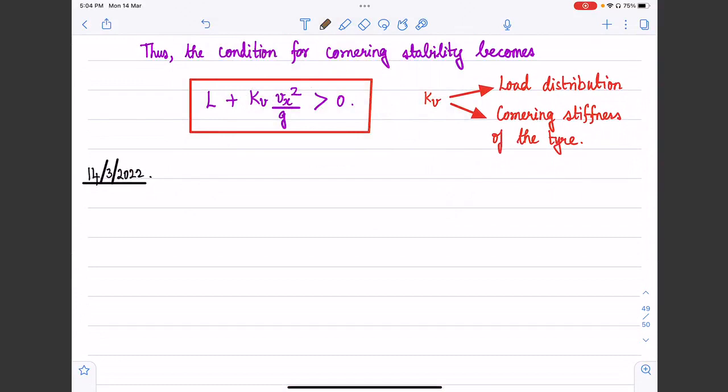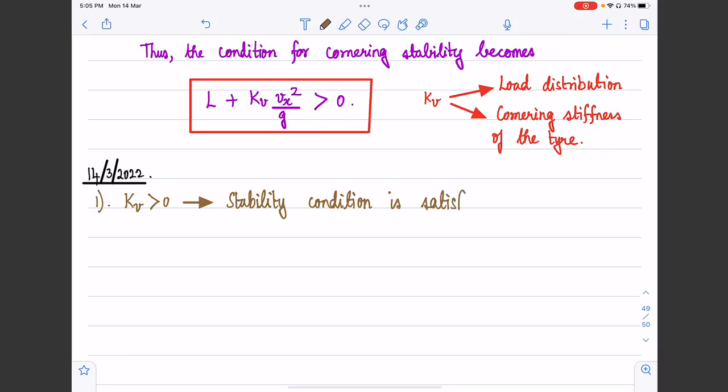By looking at this condition, we can immediately see that we need L plus KB times Vx squared by g to be greater than 0. L is anyway positive. Vx squared by g is also positive. So everything depends on the sign of KB as far as satisfying this constraint is concerned. One can immediately observe that when KB as a parameter is greater than 0, the above stability condition is satisfied for all Vx.